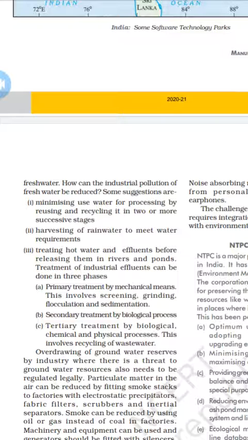Treatment of industrial effluents can be done in three different ways. So they can stop those things by using three ways. The first one is primary, which involves grinding, sedimentation, and screening of the water. The second one is the biological process. The third one is using chemicals and biological processes.